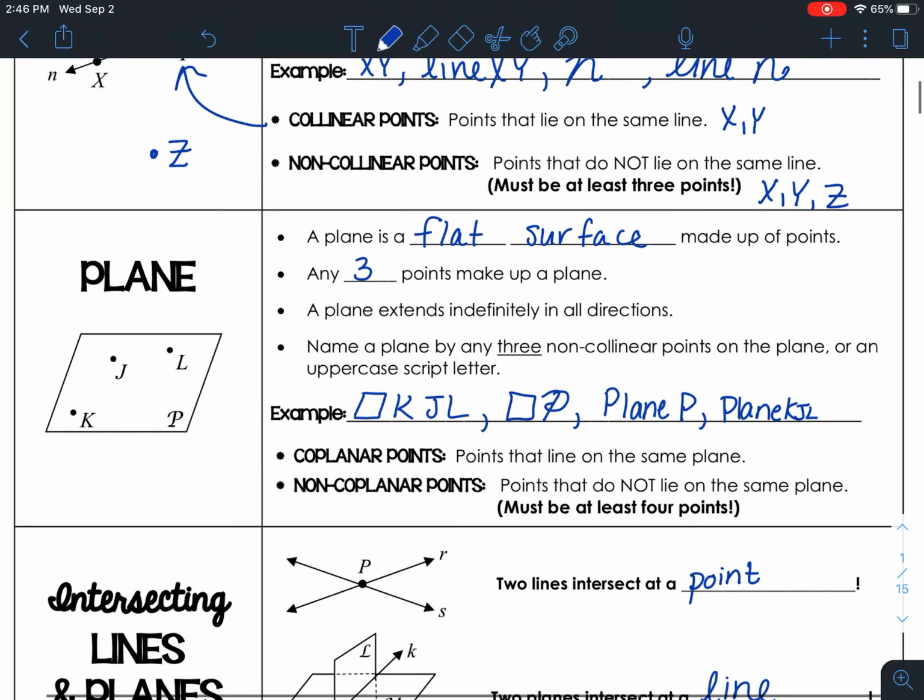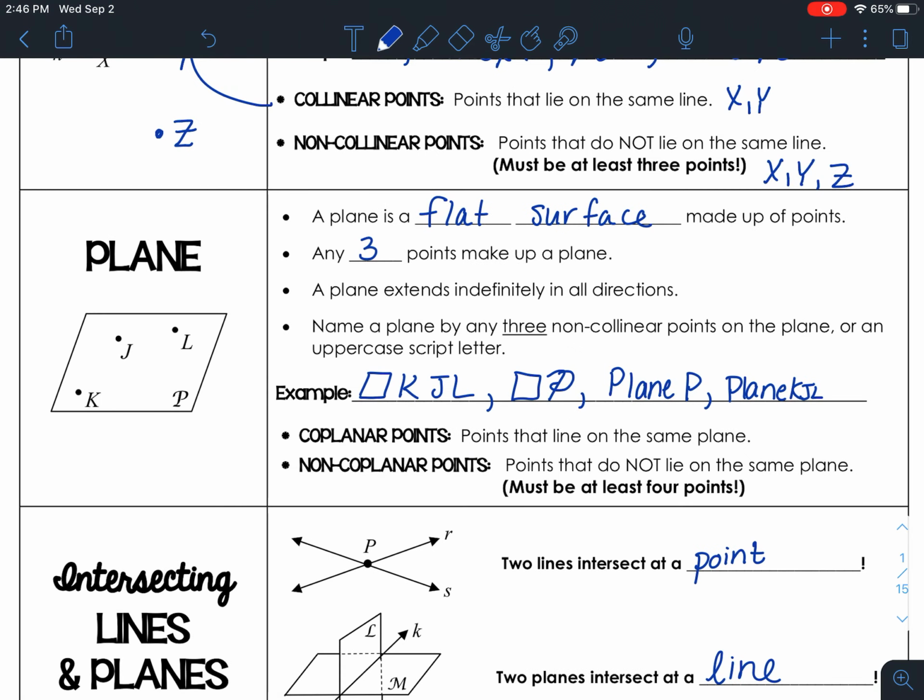Okay, let's talk about a plane. And no, this is not the thing that flies in the sky. Okay, a plane is a flat surface made up of points. So when I'm talking about a plane, think like a piece of paper or your computer screen or a TV. That kind of thing is what we describe as a plane. Okay, we need 3 points to make up a plane. A plane extends indefinitely in all directions.